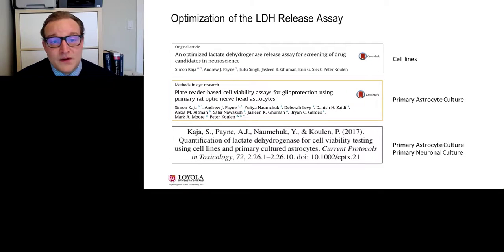Our group has published several manuscripts describing the LDH release assay that are listed here. The first one initially validated the assay on cell lines, then moved it to primary astrocyte culture, and the last article provides detailed step-by-step protocols, including troubleshooting tips for primary astrocyte cultures and primary neuronal cultures. Later in this presentation, I will discuss both the individual steps as well as some of the troubleshooting that can occur with these assays as they are being adapted for primary cells.